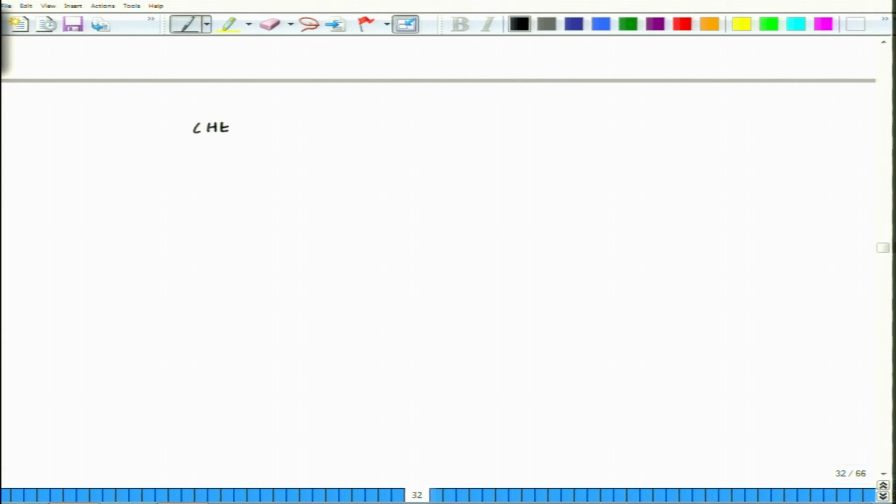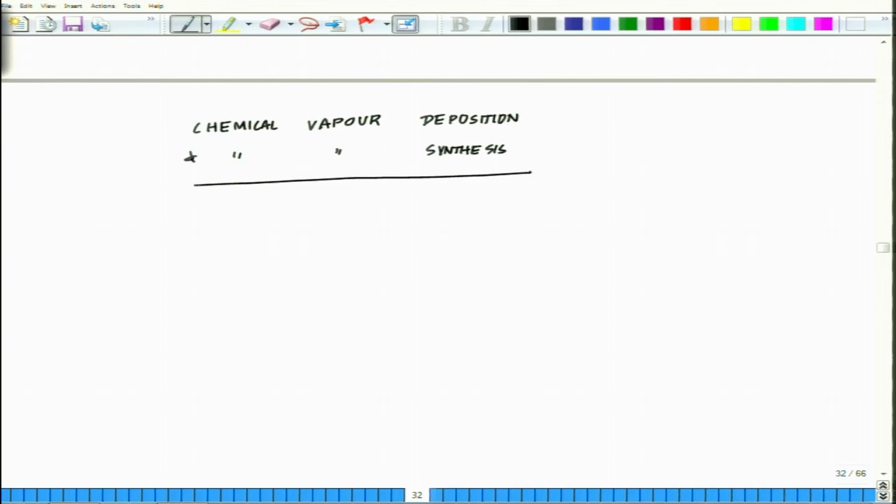So, chemical vapor deposition, CVD, and chemical vapor synthesis. Okay. CVD or CVS is a process which is often used for deposition of solid films from the vapor phase. So, you have something in the vapor phase, as we mentioned in the physical synthesis, and you are depositing it on a substrate.